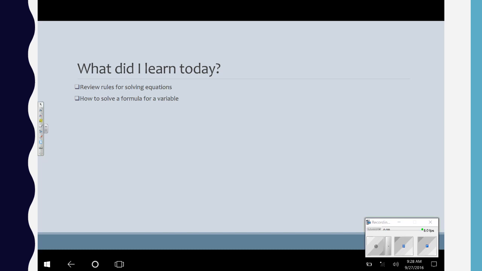So today we reviewed rules for solving equations, and then we learned how to solve a formula for a variable.